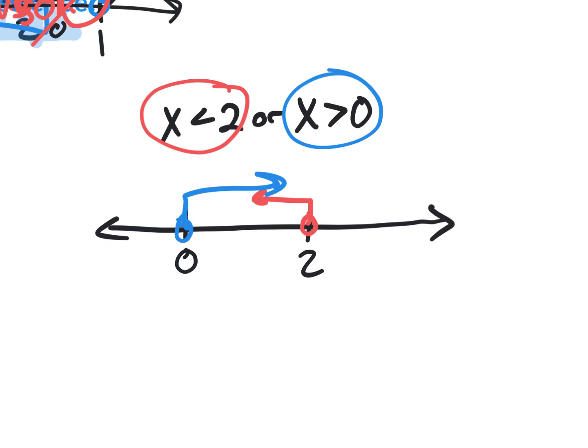Okay, so right here, the blue one continues this way forever, and the red one continues this way forever. So in reality, it's all real numbers, because any number over here will land on the red, any number over here will land on the blue, and of course in between it lands on both. So this would be all real numbers.